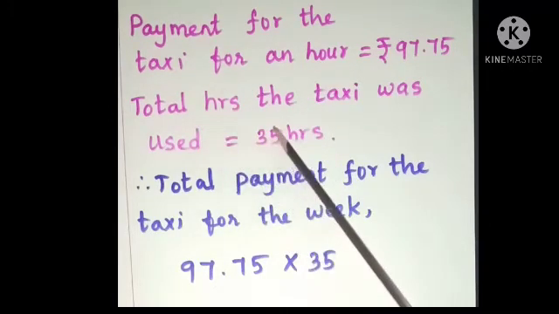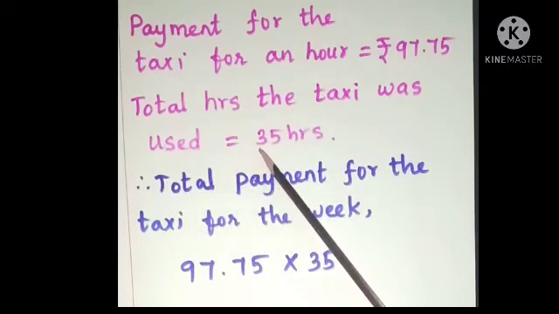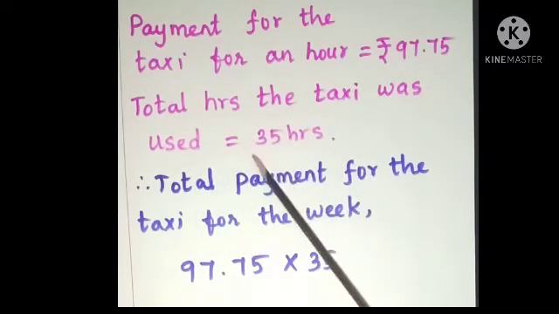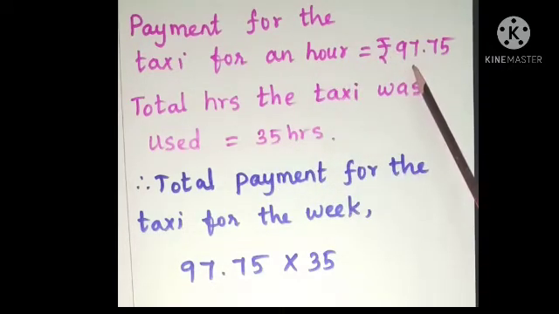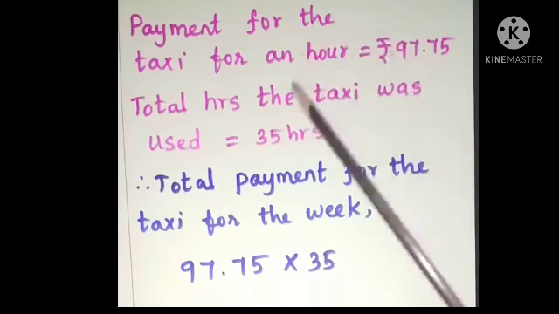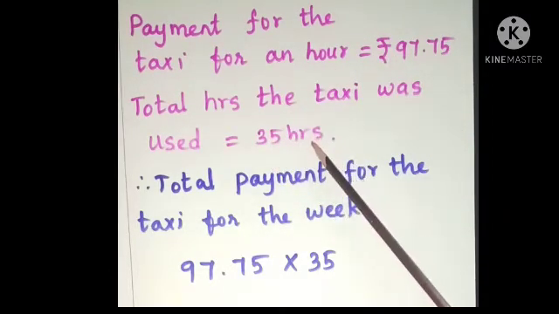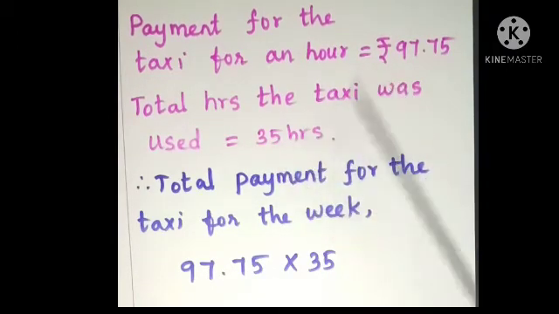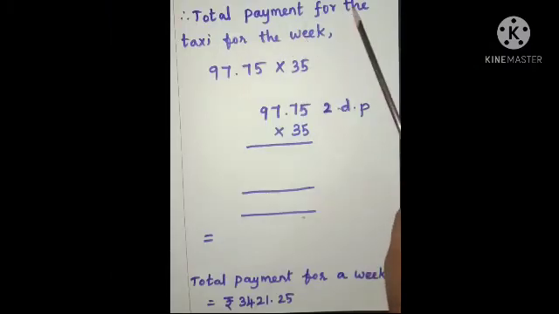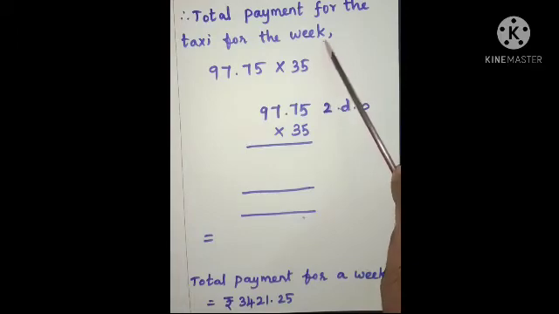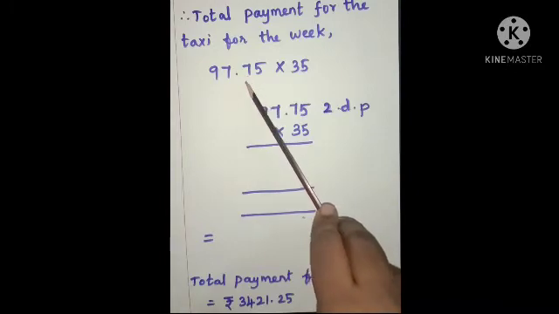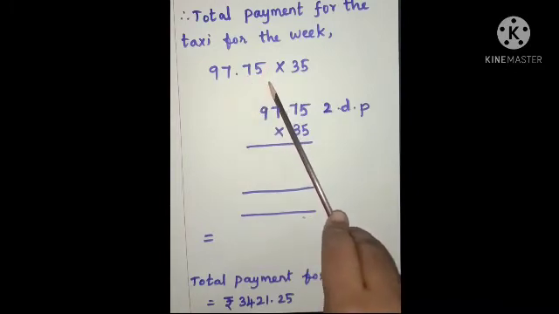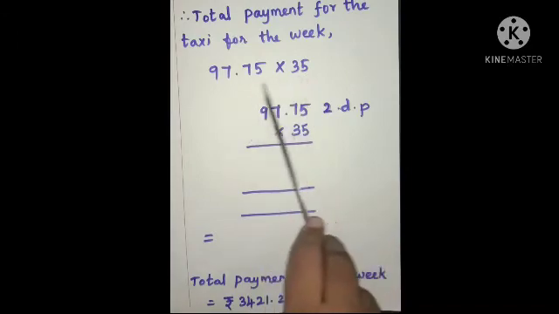So, here, total hours the taxi was used is 35 hours. For 1 hour, the payment is 97.75, which means that for 35 hours, what will be the amount? To find this, you have to multiply these two values, isn't it? Total payment for the taxi for the week. For 1 week, 35 hours, the taxi was driven. So, children, what will be the total payment? Yes, you have to multiply these two values.